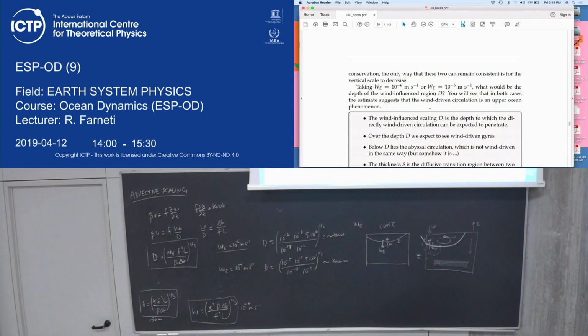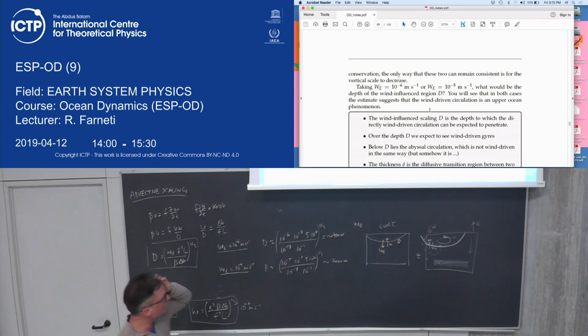Okay, so you get an advective scale for the depth of the thermocline, which is, depending on the Ekman pumping that you choose, 10 to the minus 7. This is too weak, okay, so the diffusive scale cannot explain a realistic Ekman pumping. A realistic Ekman pumping is between 10 to the minus 6 and 10 to the minus 5.